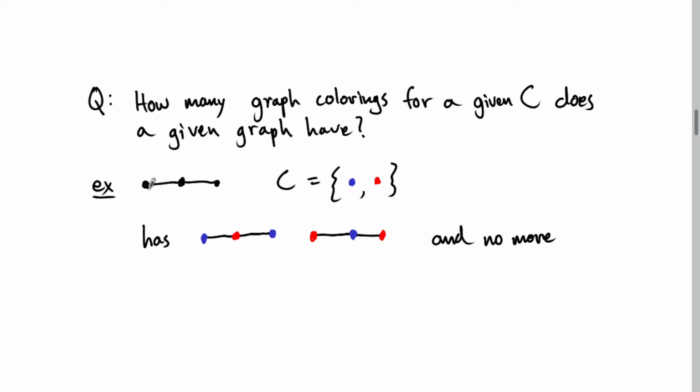So here's an example, a 3-vertex graph with only 2 edges, and let's consider the set of 2 colors, blue and red. So once we color the first vertex, that forces the second vertex to be the second color, which then forces the third vertex to be the first color again. So there are only 2 different ways to color this graph.